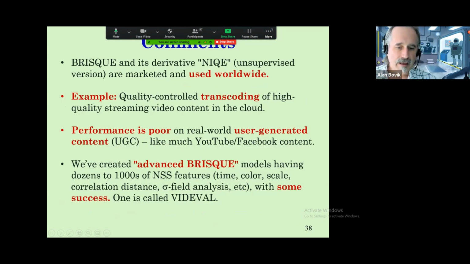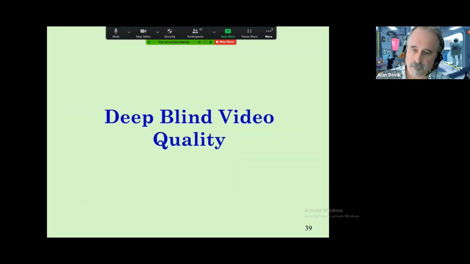We've tried to beat that by creating advanced BRISQUE models, which have somewhere between dozens and even thousands of natural scene statistic features. We have one called VIDEVAL, where we started with some 3,000 features and winnowed them down to like the 60 best ones. And I'll talk about that too. It actually does pretty well, but it's a lot to compute many, many features. All of these features, by the way, I don't really regard as handcrafted, as the word is sometimes used. These all derive from actual visual neuroscience.